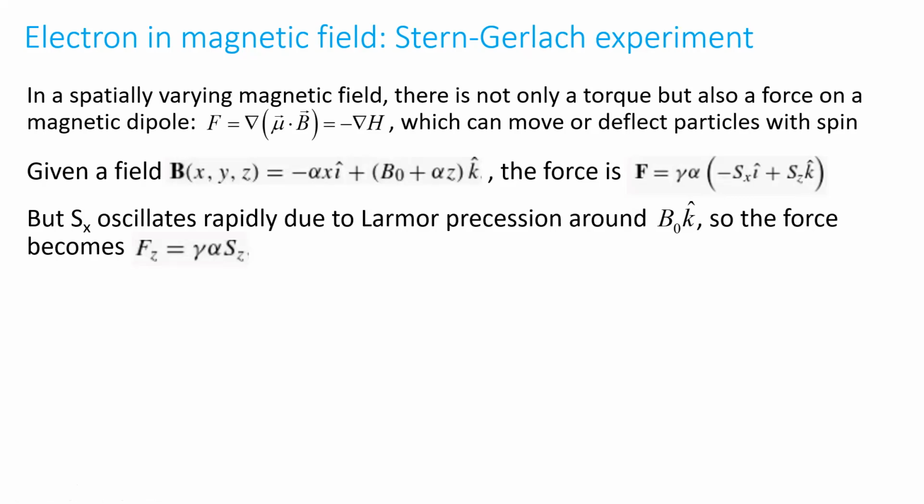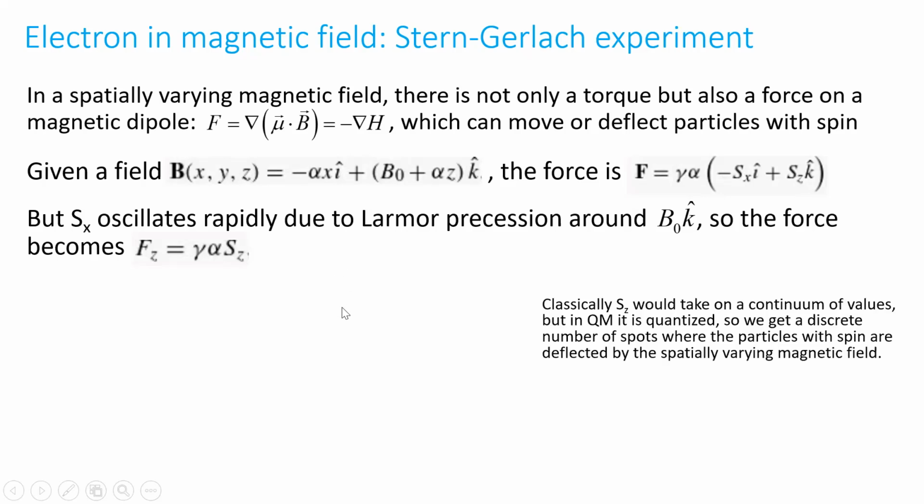So we have a force here which acts in the Z direction, which can deflect particles moving through this magnetic field, moving them up and down in the Z direction. Classically, SZ here, if it was a classical angular momentum, would take on a continuum of values. With a continuum of values, we would get a continuum of forces, and we would expect that if we sent a particle through, depending on its SZ value, we would get a smear of deflections.